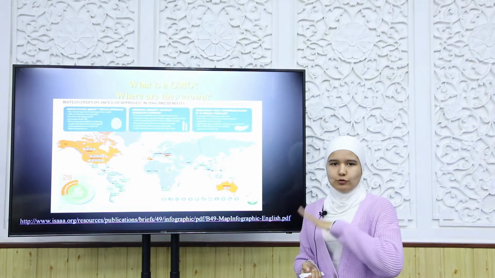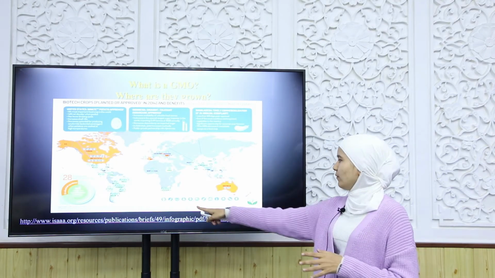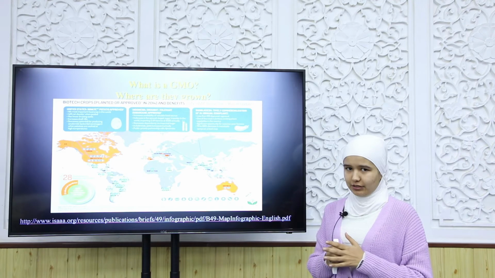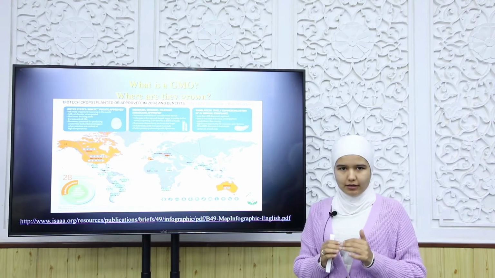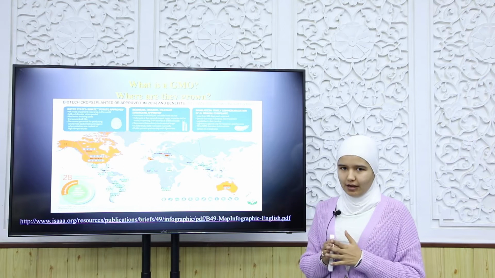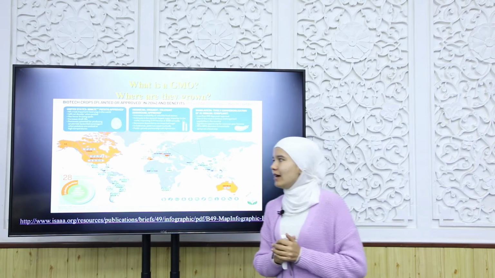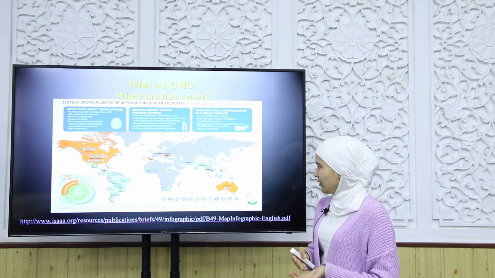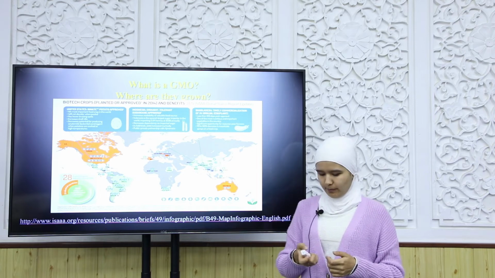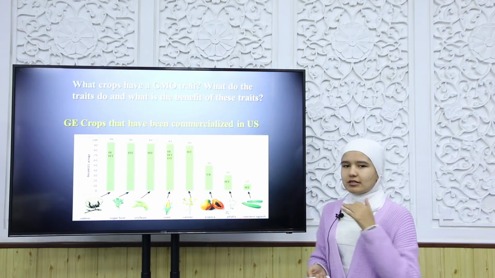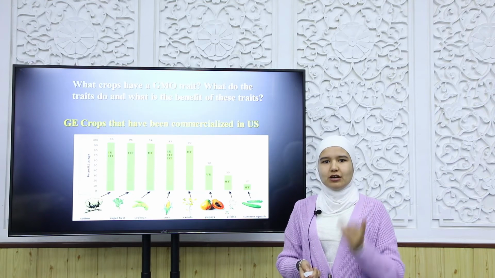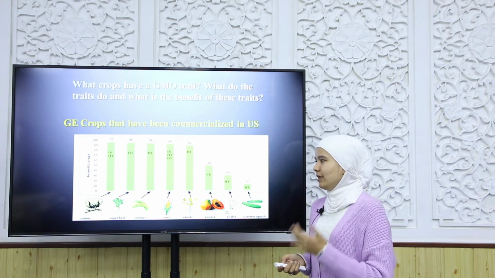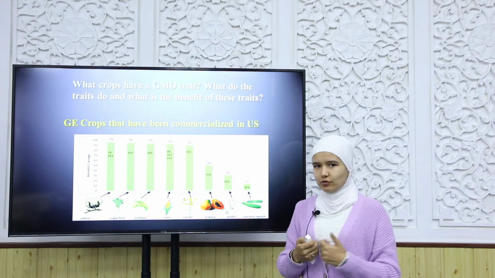And in the map, you can see the types of plants which are approved in different countries. You can see that the most genetically modified plants are in the USA with 9 types of plants, such as maize, soybean, canola, cotton, and potato. In the picture, you can see the percentage of the plants which are modified in the USA, and the most modified plant produced in the USA is cotton.